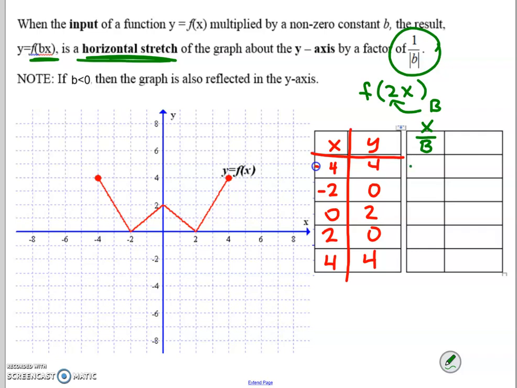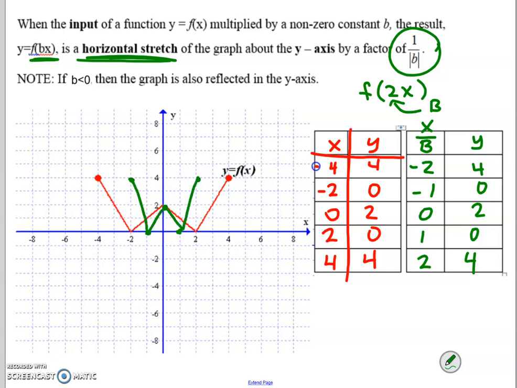So -4 becomes -2. -2 becomes -1. 0 is still 0. 2 becomes 1. And 4 becomes 2. Now this time my y values have not changed, because I haven't done anything to the y's, I've only done something to the x's. When we go to plot these, again, my new points are at -2 and 4, -1 and 0, 0 and 2, 1 and 0, and 2 and 4.